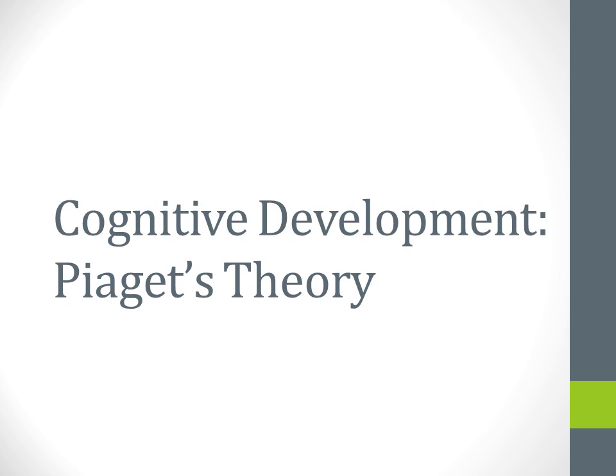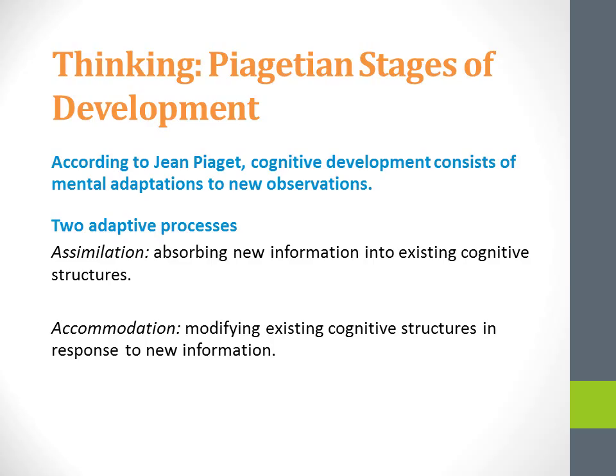So today we're covering cognitive development, particularly Jean Piaget's theory of development. Cognitive development focuses on thinking and how children progress through different stages, according to Piaget's theory, in terms of becoming more and more sophisticated in their thinking.